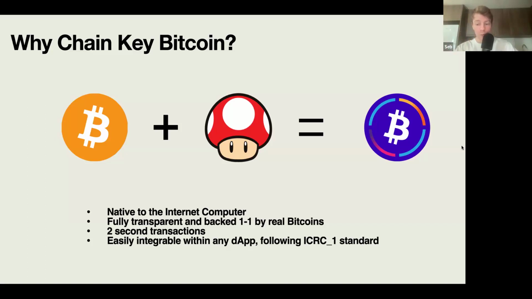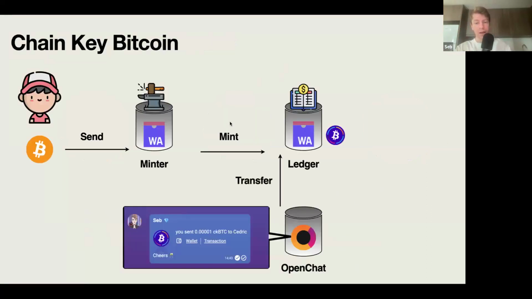So if you ever want to build a decentralized application and you want to integrate with chain key Bitcoin to have a payment system, you can do that very, very easily, in a few lines. There is the ICRC-1 standard, which I already mentioned this week, and it's really easy to plug in with this token. Now, how does it work?